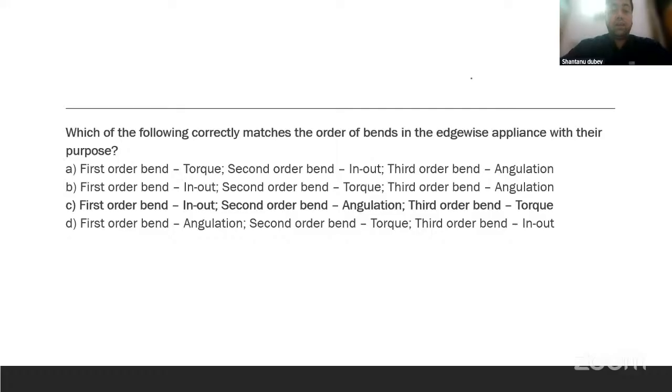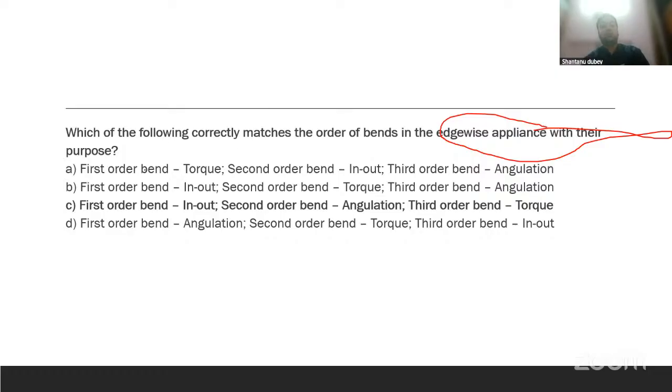Which of the following correctly matches the order of bends in edgewise appliance? So MBT, or we would say the philosophies, the orthodontic techniques in which everything is not pre-introduced, we call pre-adjusted edgewise. So it has been pre-adjusted. They are saying simple edgewise, the first edgewise that Angle developed. In those, nothing is introduced in the bracket. Whatever kind of movement you need to do has to be done through wires, through wire bending. So at that point of time, wire bending was much necessary.